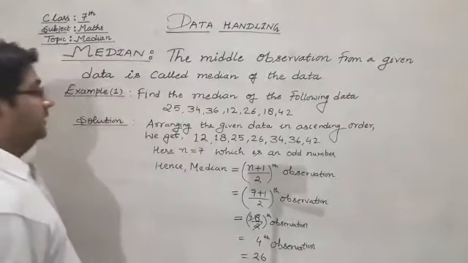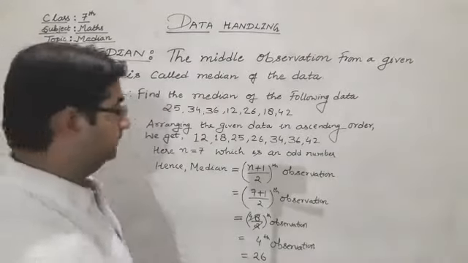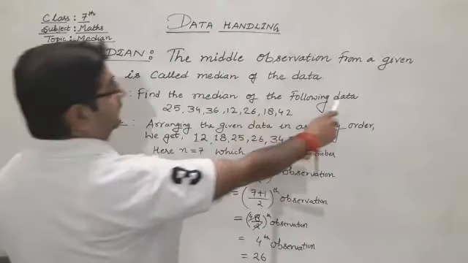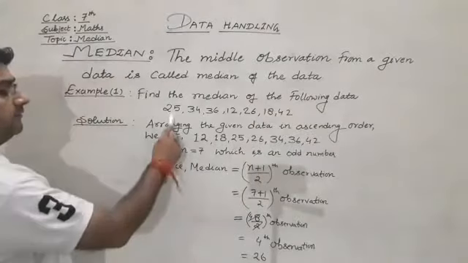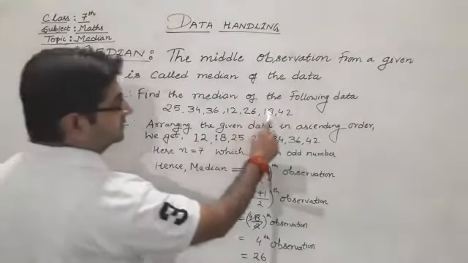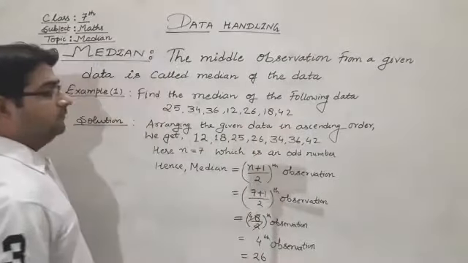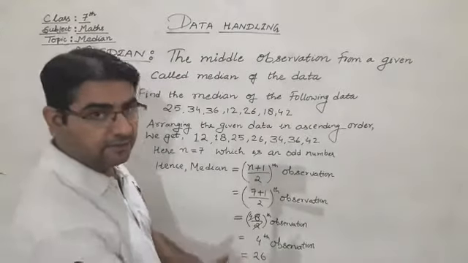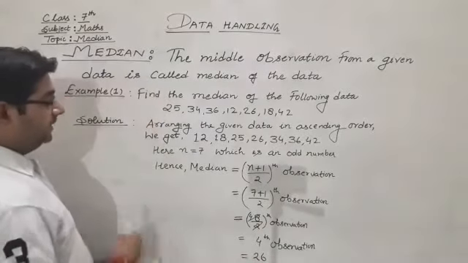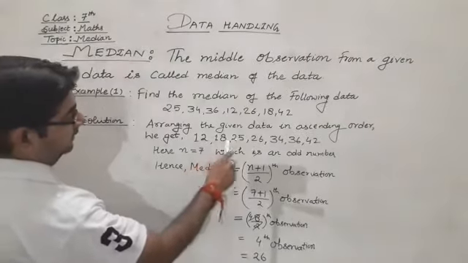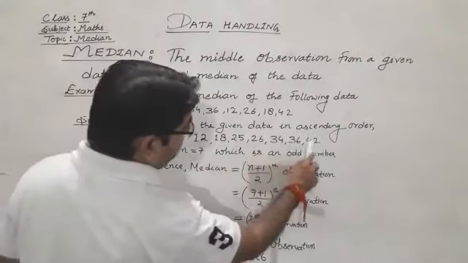Okay. Now, let's study an example to understand better. Find the median of the following data. That is, we are given data 25, 34, 36, 12, 26, 18, 40. Now, we will first arrange the data in ascending order. Okay. So, by arranging, we get 12, 18, 25, 26, 34, 36, 40.